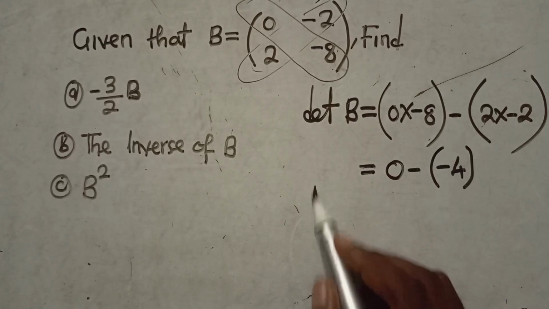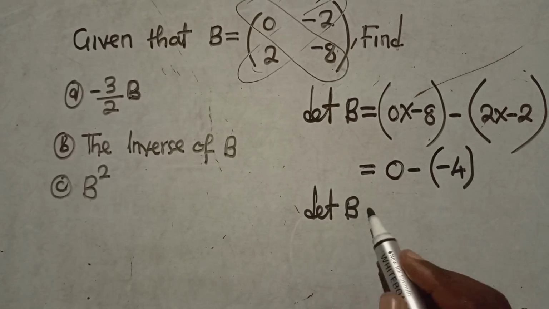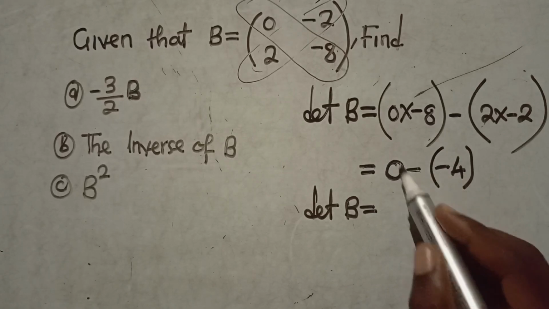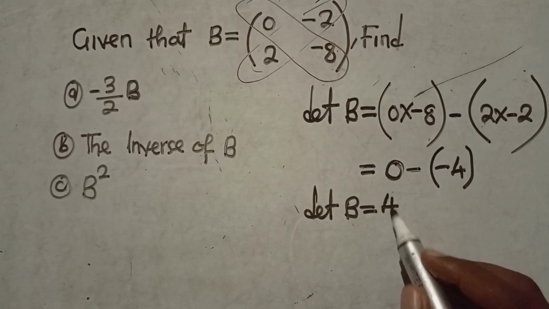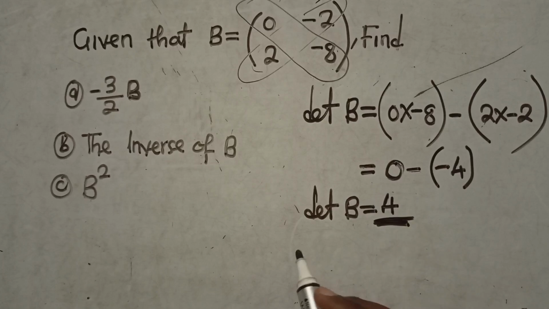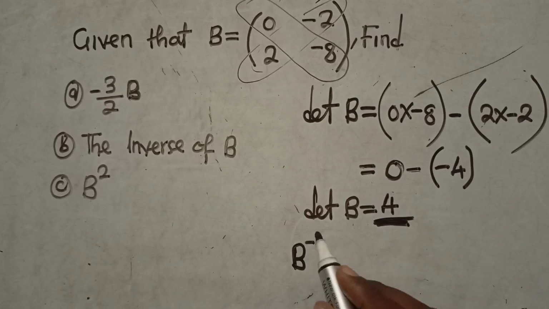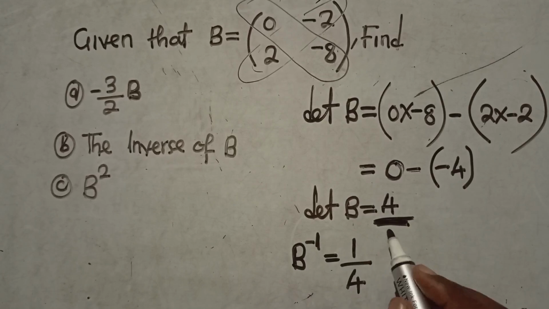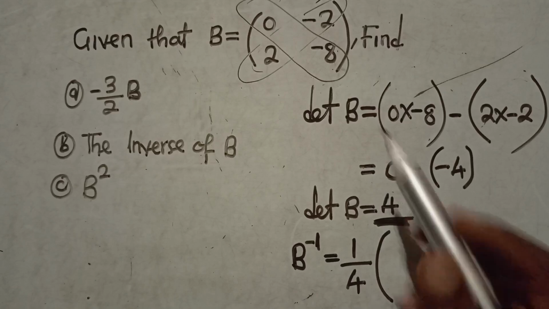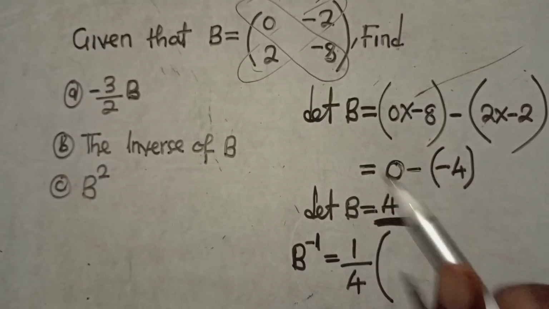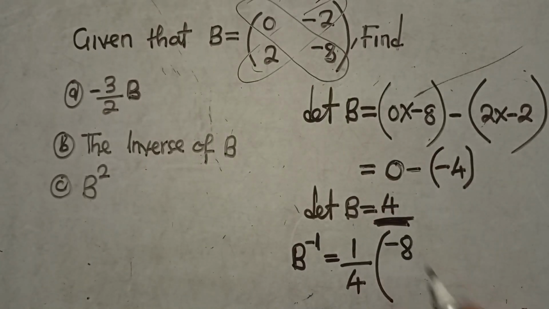Then finally, the determinant of B is equal to what? This times that is positive. 0 plus 4, that is a 4. So this is the determinant. After we found the determinant, that's when we say B inverse is equal to 1 over the determinant, it is 4. Then what is the matrix? This is a given matrix. What happens in the major diagonal is that the negative 8 goes on top, then 0 comes down.